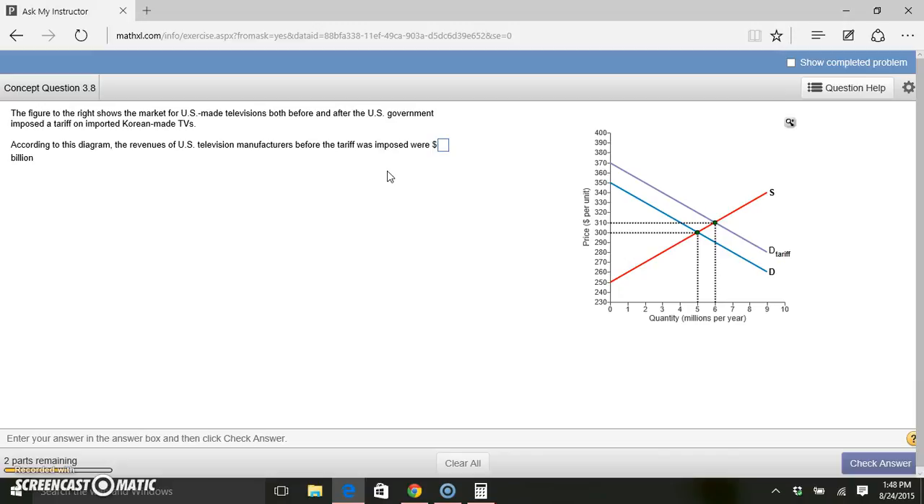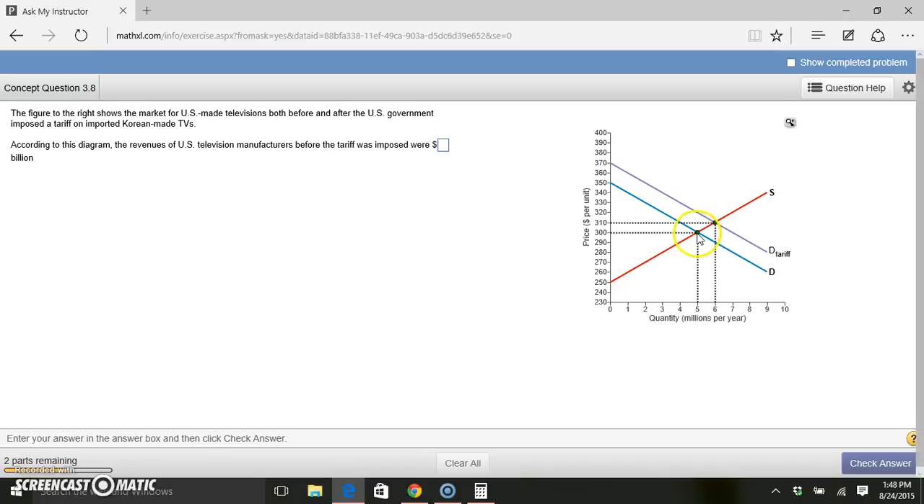Then what they ask us is, according to this diagram, the revenues of the U.S. TV manufacturers before the tariff was imposed were how many $billion? So we're looking at before the tariff, so we're going to look at the regular D, not the D tariff, and our supply line. And all they want to know is what is the revenue? And you can just think about this from a business perspective. What does revenue mean? It means how much money did you make?